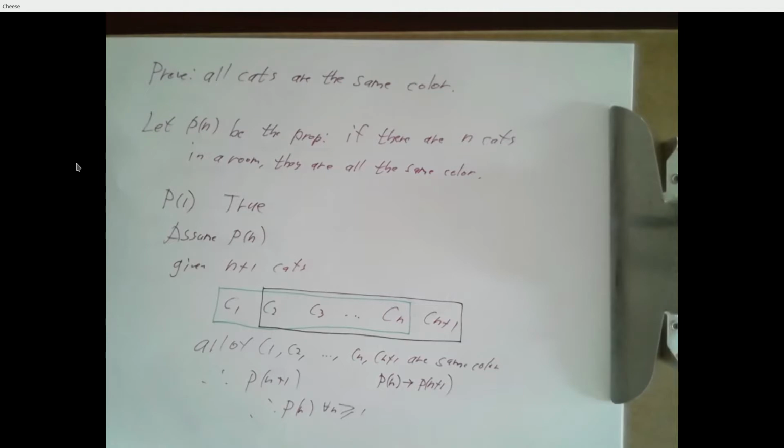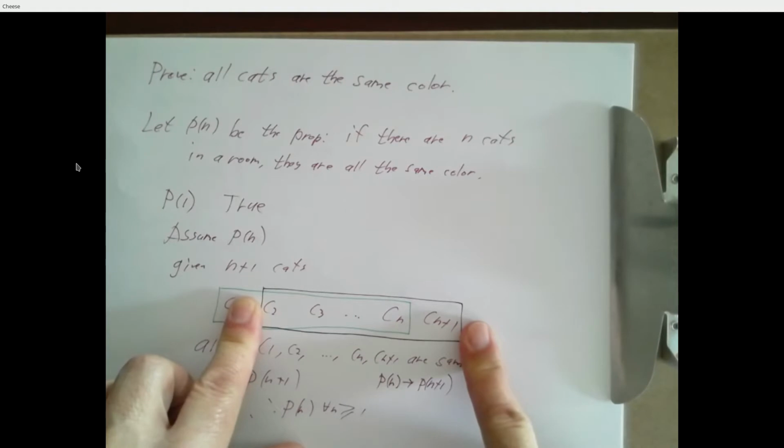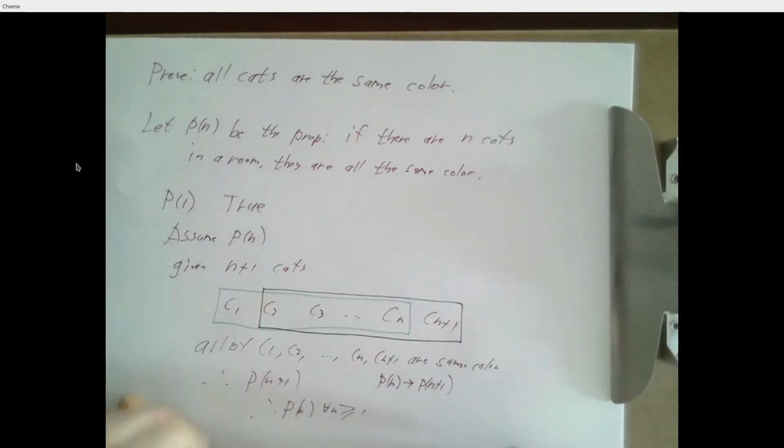I never assumed that. I mean, I assumed P of n, right? But we always assume P of n. We assume the sum of 1 through n is n times n minus 1 divided by 2. Assume that if you added a cat, that would be the same color. I did not make that assumption. I just added a Cn plus 1. But I show that it's the same color as these because this is a collection of n cats, and we're assuming P of n.